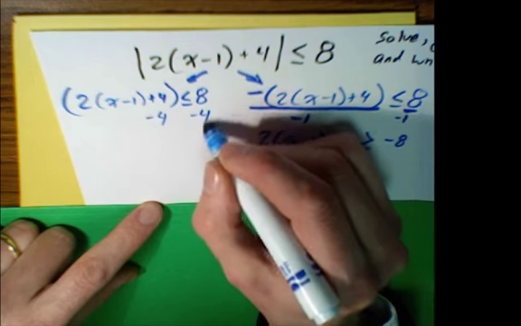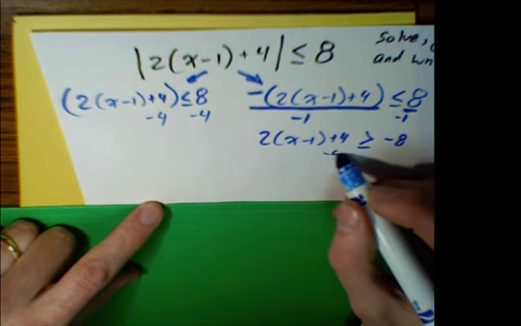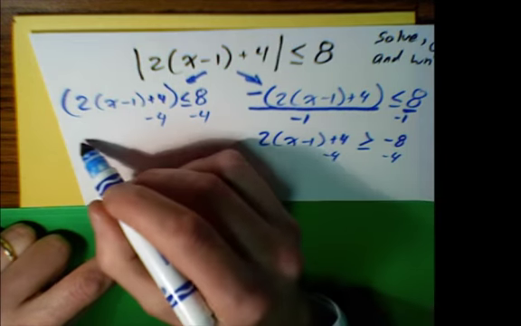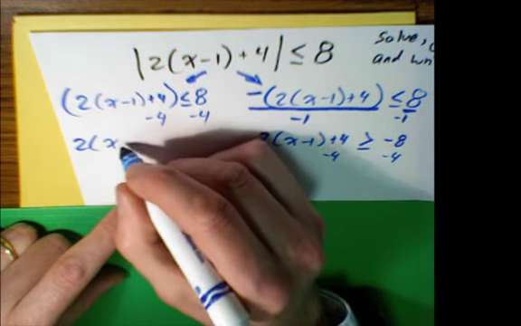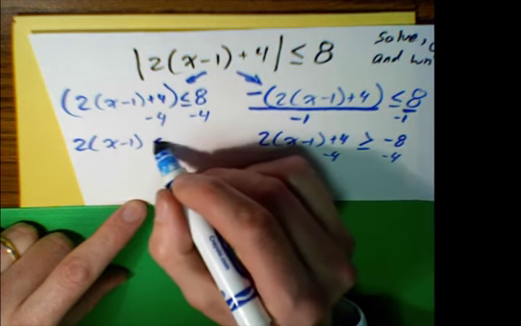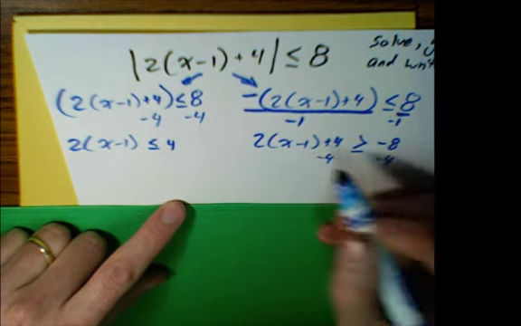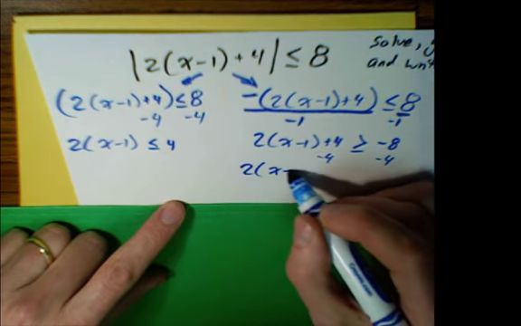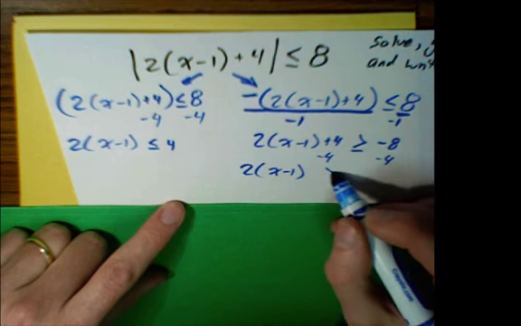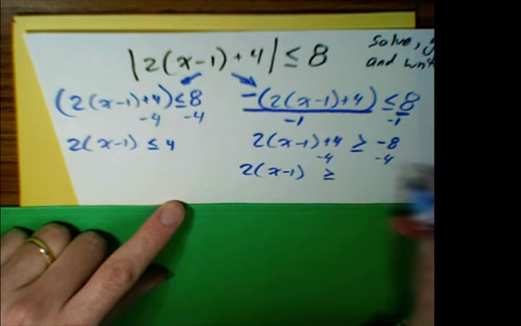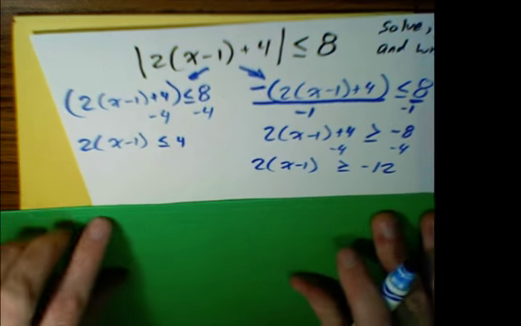So here we're going to subtract 4 on both sides. Here we're going to subtract 4 on both sides. We end up with 2 times the quantity x minus 1 is less than or equal to 8 minus 4, which is 4. Over on this side we have 2 times the quantity x minus 1 is greater than or equal to negative 8 minus 4, which is negative 12.